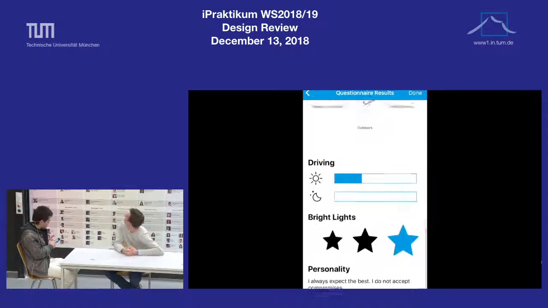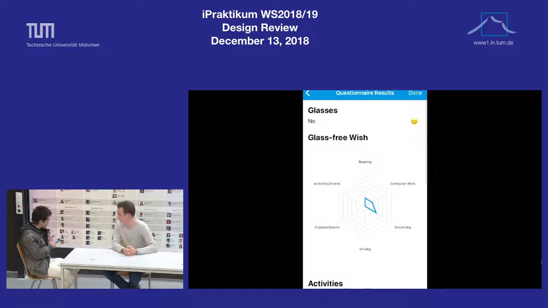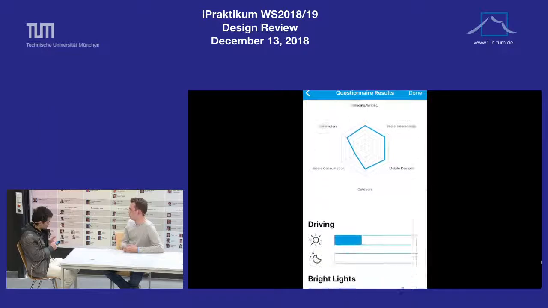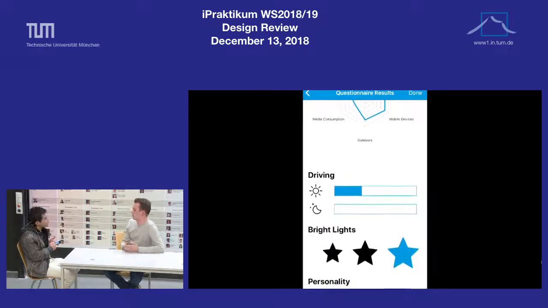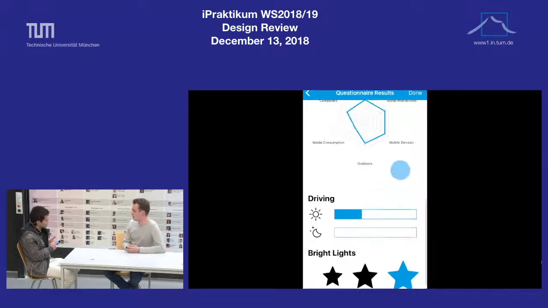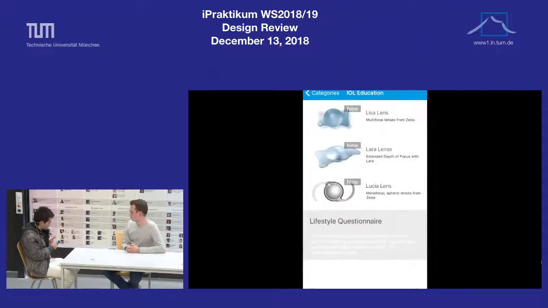Oh, here are the results. What are you doing with them? Yeah, so you will sit down with your doctor and discuss the different types of lenses and select one for you. But you can also go now to the education section and read up about the different types of lenses and their characteristics, and then already select a preferred lens you would like to have and be well prepared for your appointment. Okay.